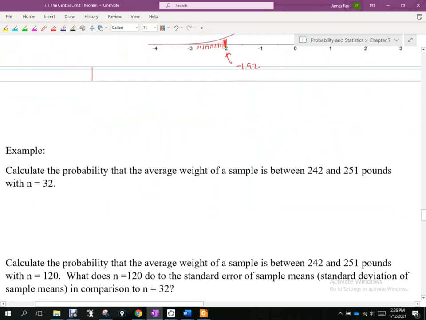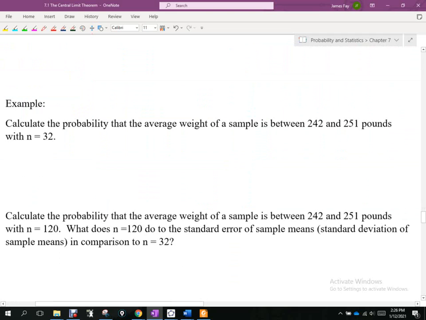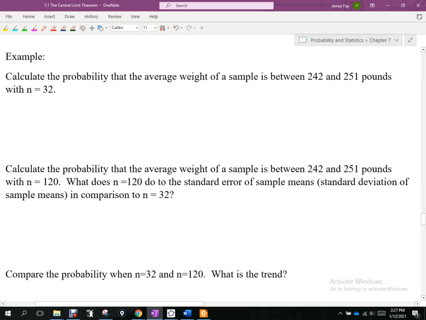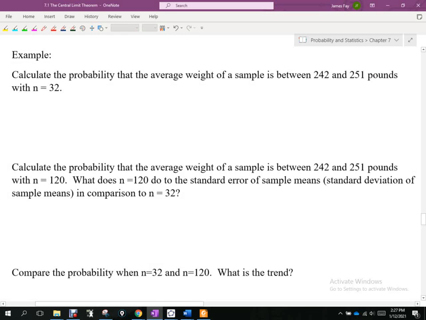Okay. Now what I want you guys to do, I want you to take a moment and do the exact same thing we just did, but instead of using 234 as X bar, I want you to find a Z score that attaches to 242 and a Z score that attaches to 251. And then find the area between those. Basically, what we'll be doing here is saying, if I choose 32 people out of the NFL, what is the probability that the average weight of that group of 32 is going to be between 242 pounds and 251 pounds? Okay. So I'll give you about 4 or 5 minutes to do that, and then we'll come back and talk about it.